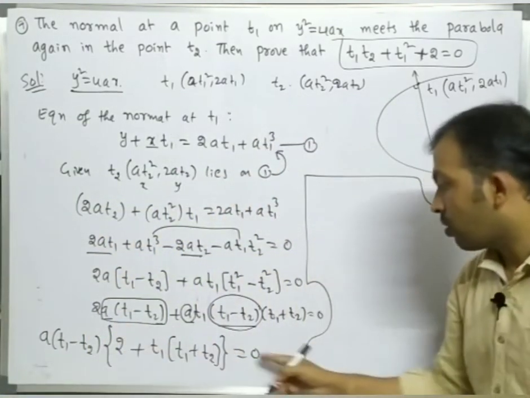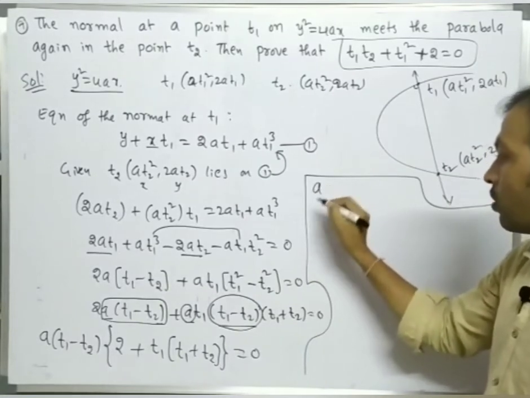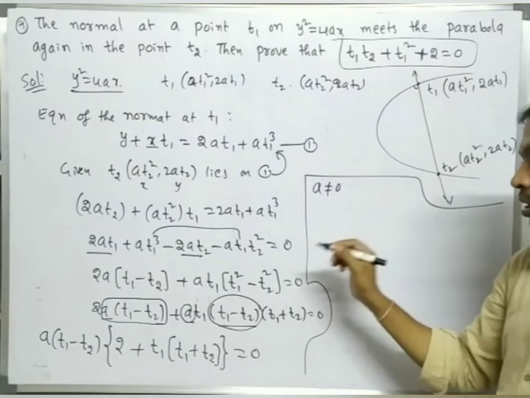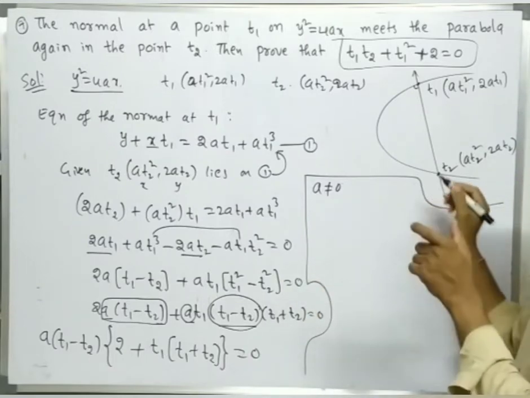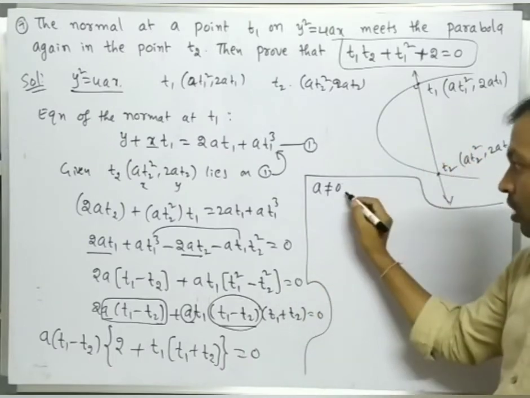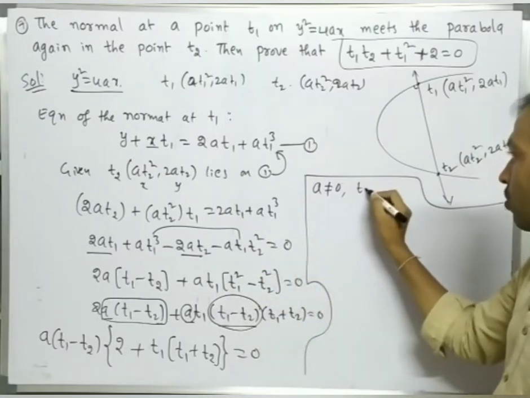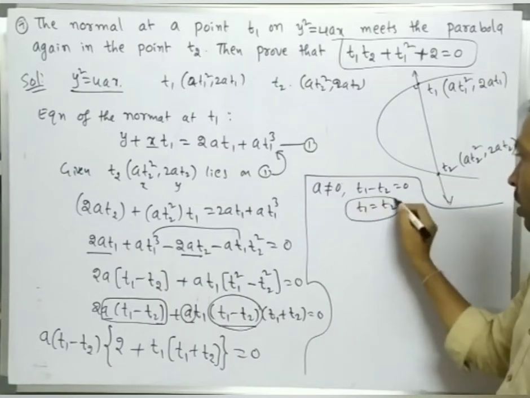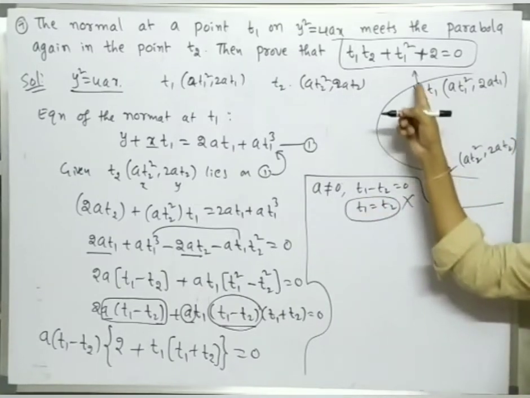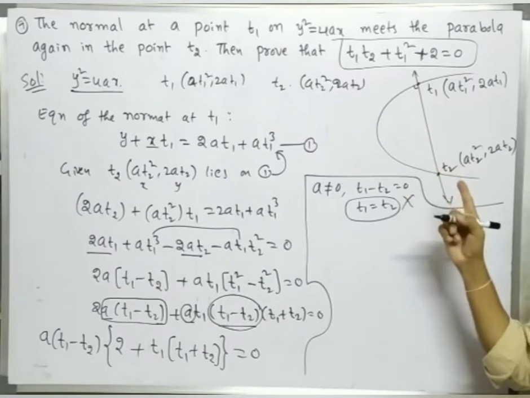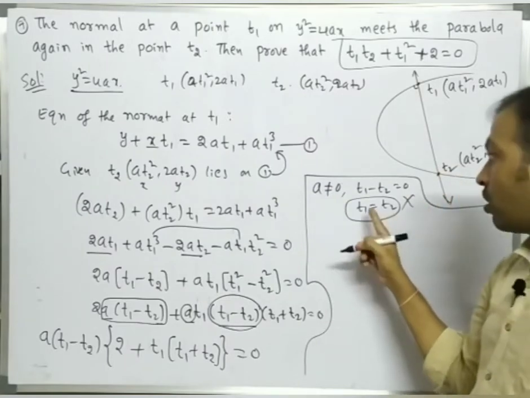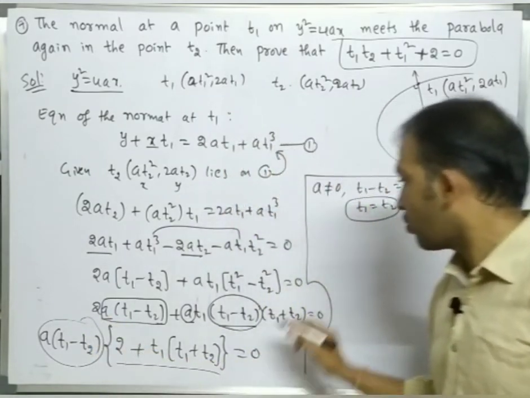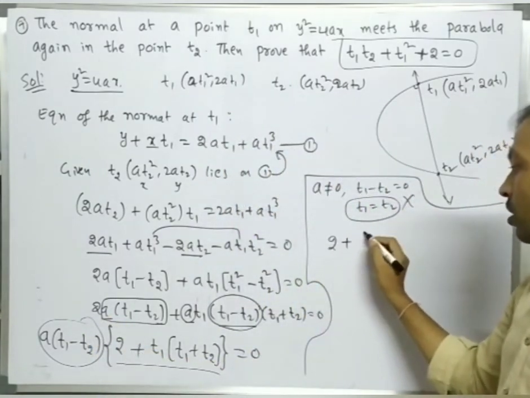The product is equal to 0 means a should be 0, but a is not equal to 0. Why? Because it is a parabola. a is the distance between vertex and focus. Next, t1 minus t2 is equal to 0 means t1 is equal to t2. This is also not right. Why? Because t1 and t2 are distinct, different points, so those two are not equal. So these two factors are not 0. Therefore the third term must be equal to 0.